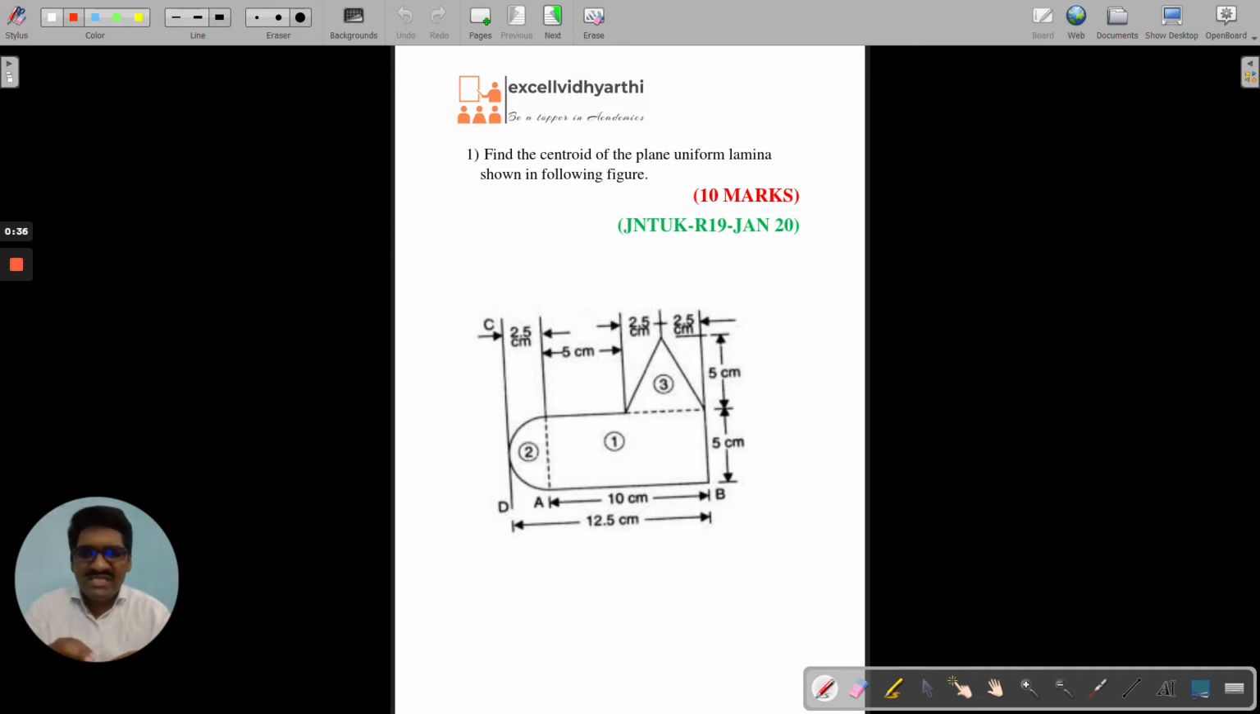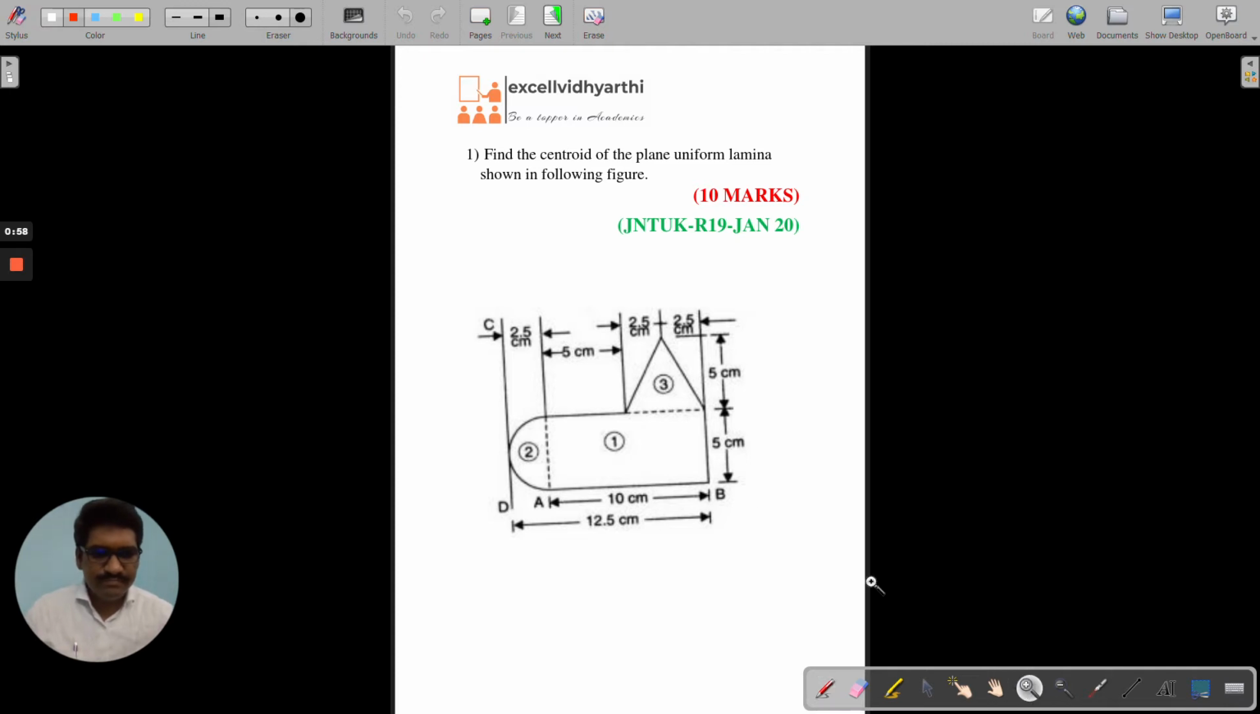As far as your B.Tech syllabus or the semester examination is concerned, you will definitely get composite areas having regular areas only. The meaning of composite area is that you have to go for the combination of different areas. Now just see this question.